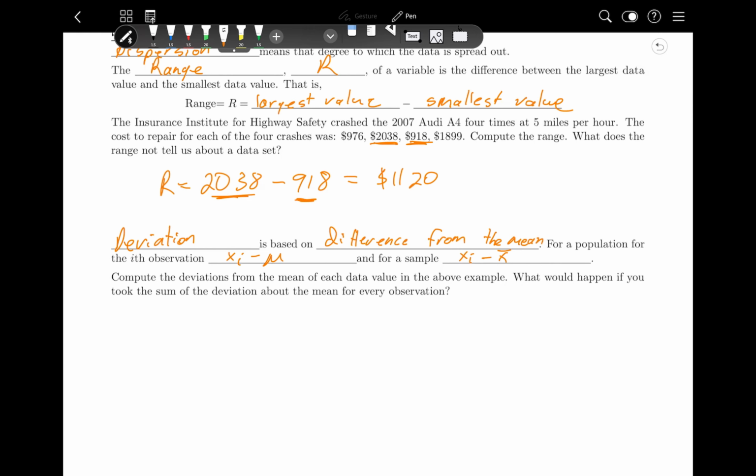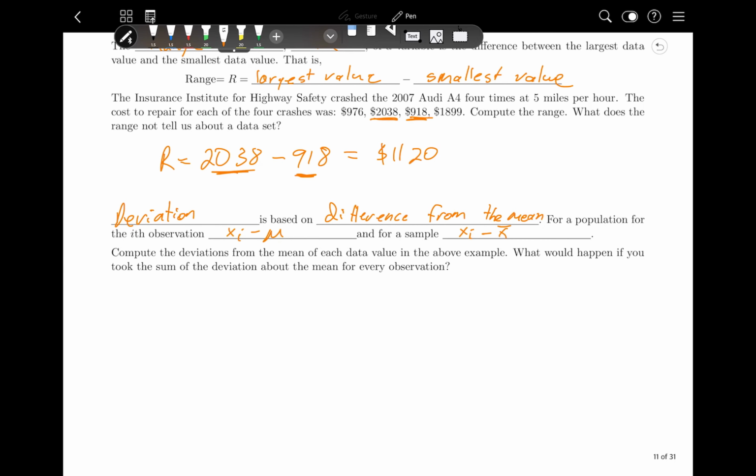So what we want to do is compute the deviations from the mean of each data value in the above sample. What would happen if you took the sum of the deviations about the mean for every observation? That's what we want to try here: try out this idea of finding deviations. In order to find deviations, the first thing we have to do is find the mean. So x bar is going to be 976 plus 2,038 plus 918 plus 1,899 divided by 4. All right, that's what we talked about in the last lecture video.